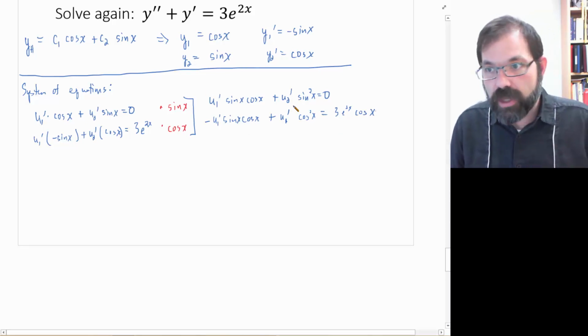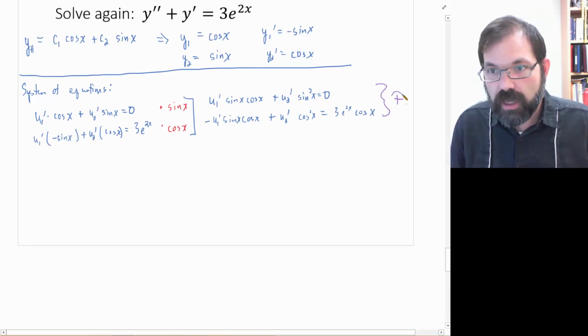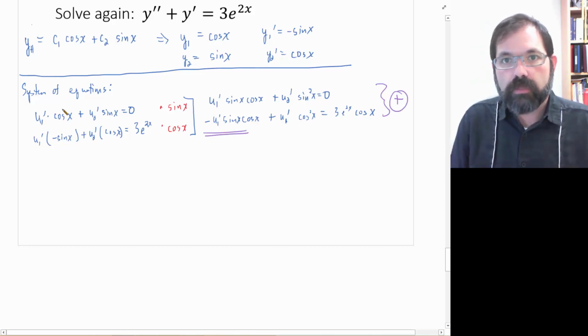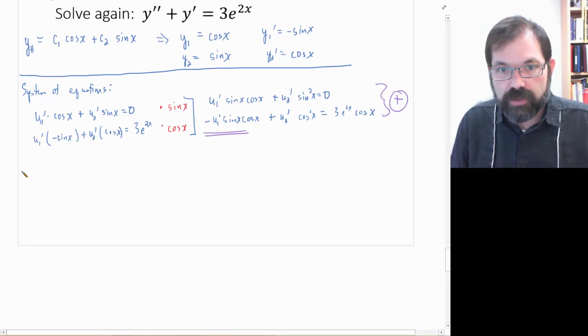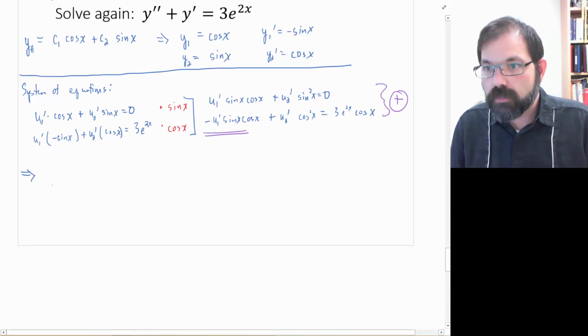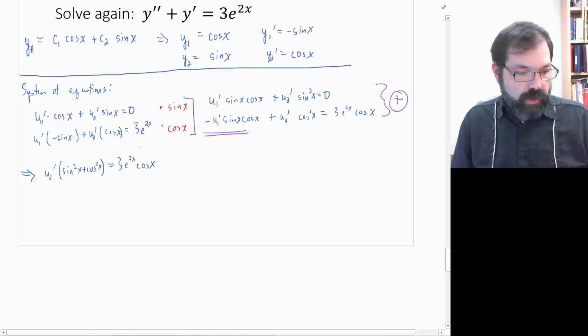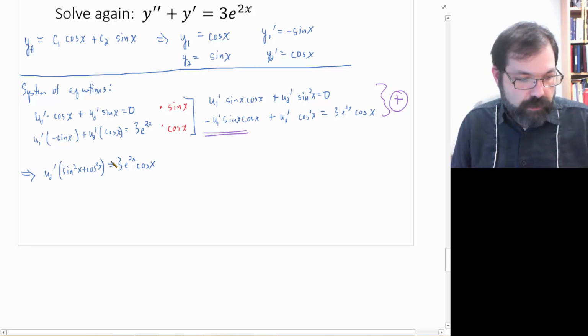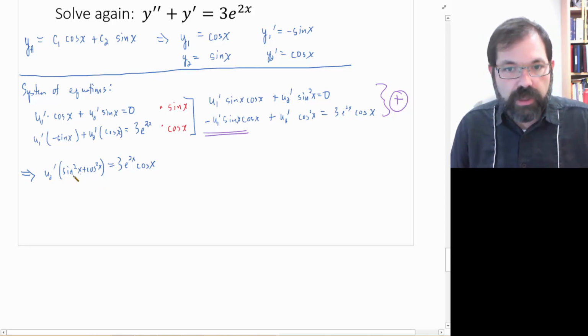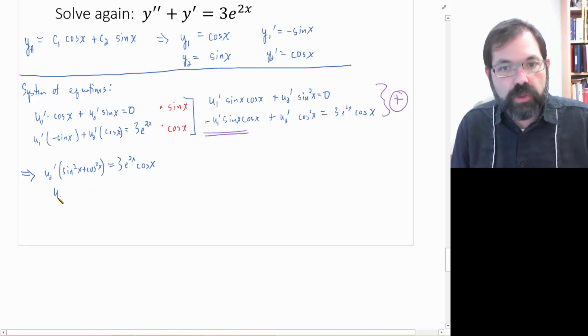And now adding these equations together, notice I have an elimination here. Adding these equations together then gives us u2 prime times sine square x plus cosine square x is equal to 3e to the 2x cosine x. And if you remember your basic Pythagorean identity, sine square x plus cosine square x is 1, and so I now have u2 prime is equal to 3e to the 2x cosine x.